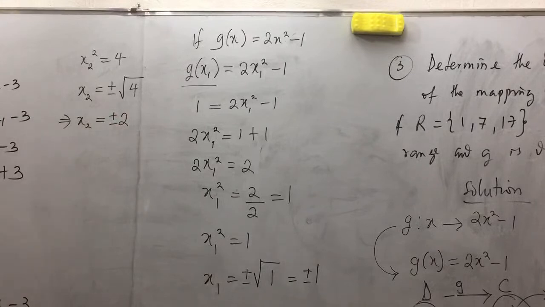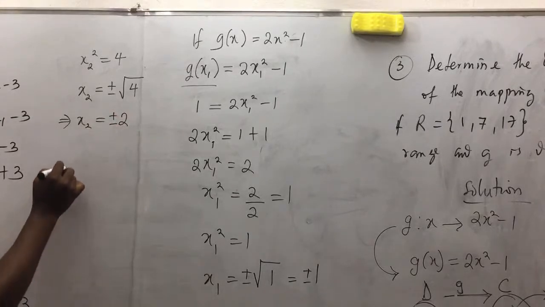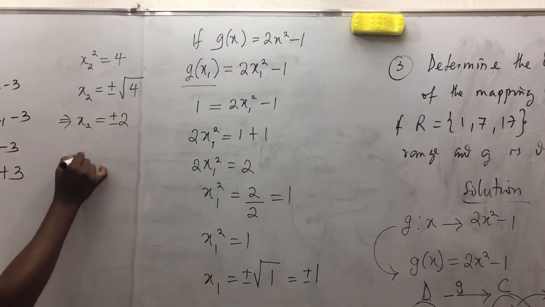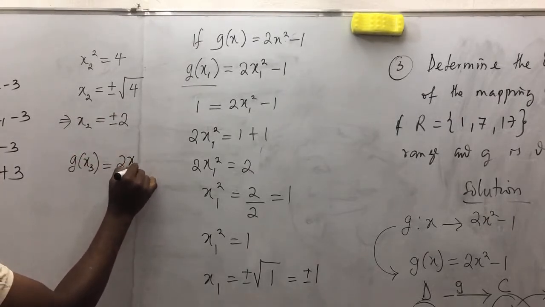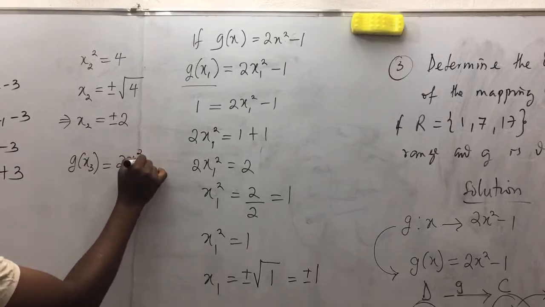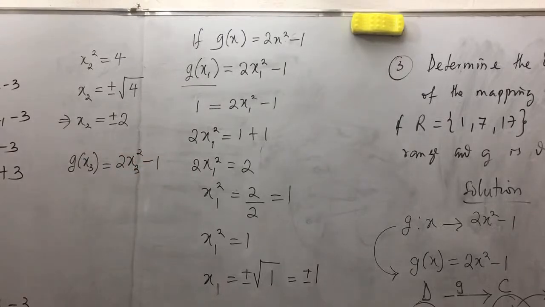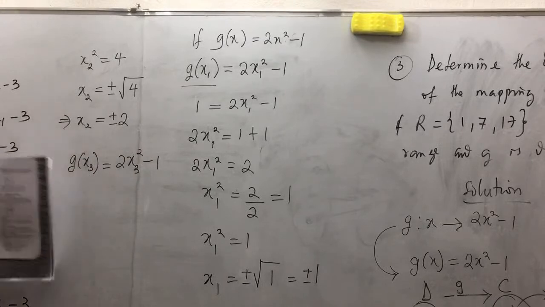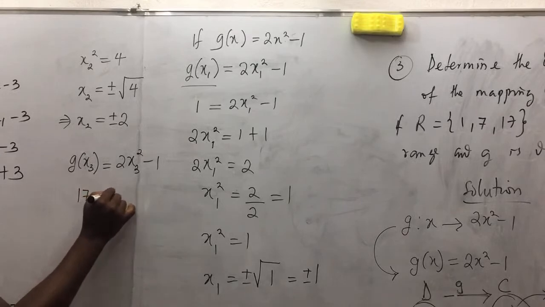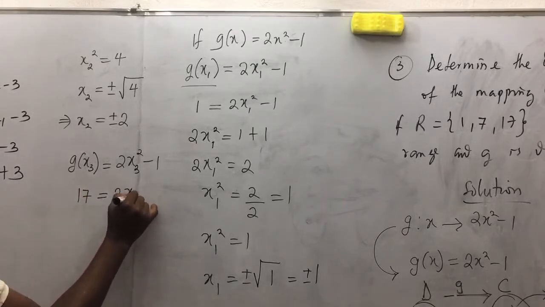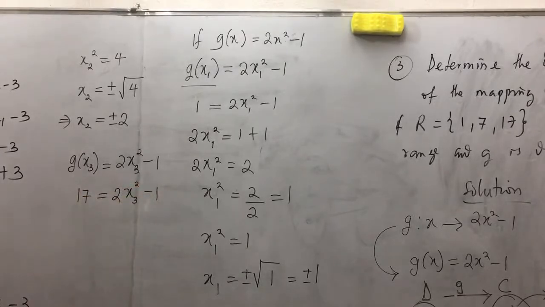Then finally, I can come over here to the last problem and put here g of x3. So similarly, g of x3 must have come from this, 2x3 squared minus 1. So what is g of x3, guys? G of x3, we were told, is 17. So I'm going to put 17 here. 17 will be equal to 2x3 squared minus 1.